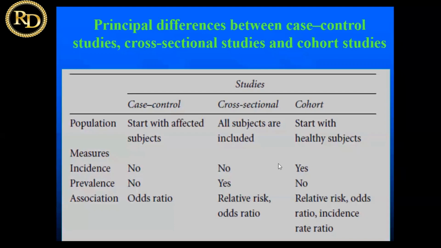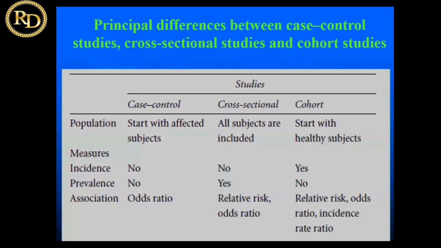Now, the principal difference between case control studies, cross-sectional studies, and cohort studies. Case control starts with affected subjects. In cross-sectional, all subjects are included. And cohort starts with healthy subjects, whose exposure has not happened yet. Incidence, no, in case control. In cohort, there is incidence. Prevalence, no. That is, old and new cases.